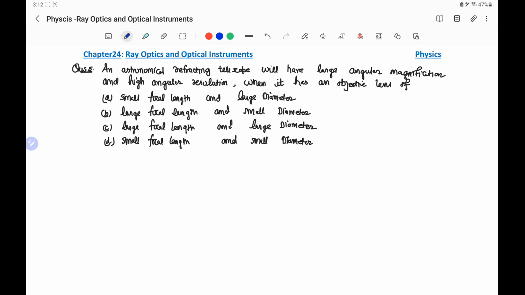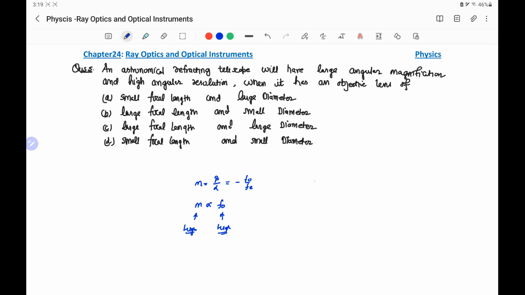We know that the angular magnification M is equal to beta by alpha, where beta is the angle subtended by the image at the eye and alpha is the angle subtended by the object. This is equal to minus f naught by Fe for the normal vision, and the minus sign is used to show that the image is inverted. So we can say that magnification is proportional to the focal length of the objective lens. So to have high magnification, the focal length of the objective lens should also be high.